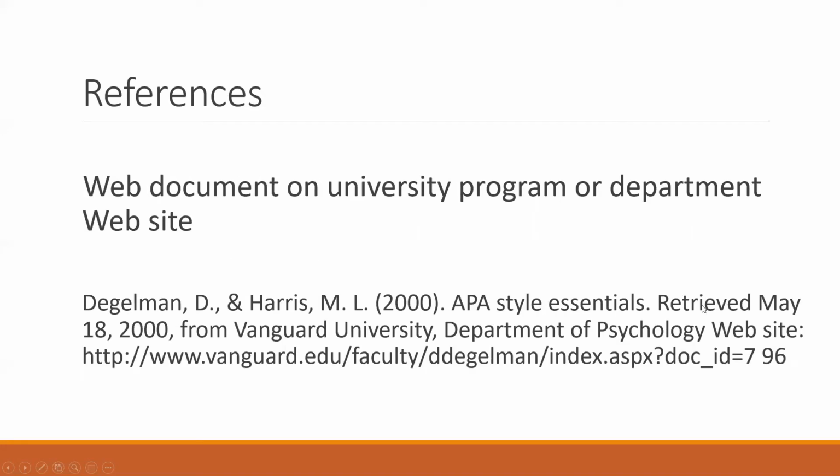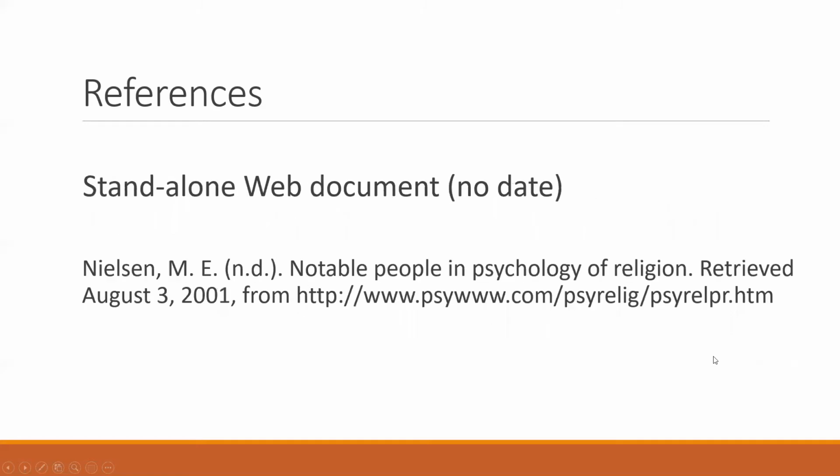APA style essentials, the date that you retrieved it, from which school or university or source, and then providing a link to that page. A standalone web document with no date. We talked a little bit about what that should look like already, right? Author name. We don't have a publication date from that standalone web document. Title of that, retrieval date, and link.